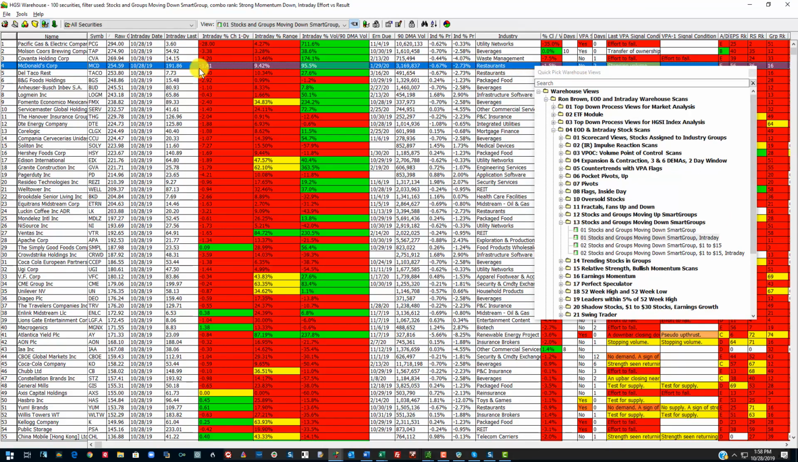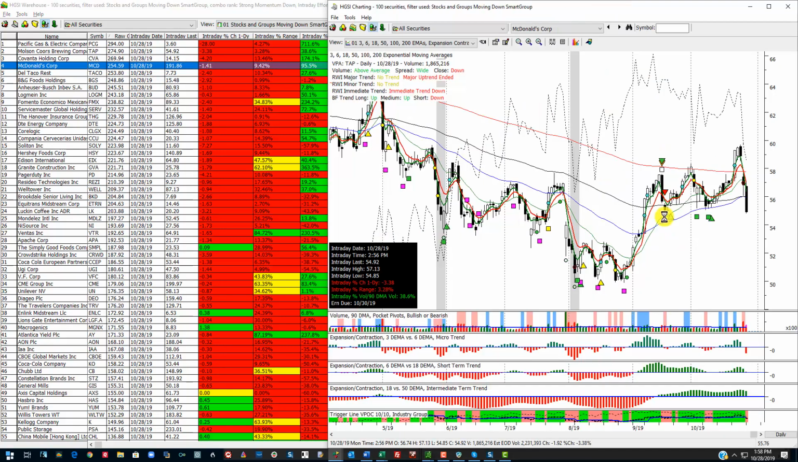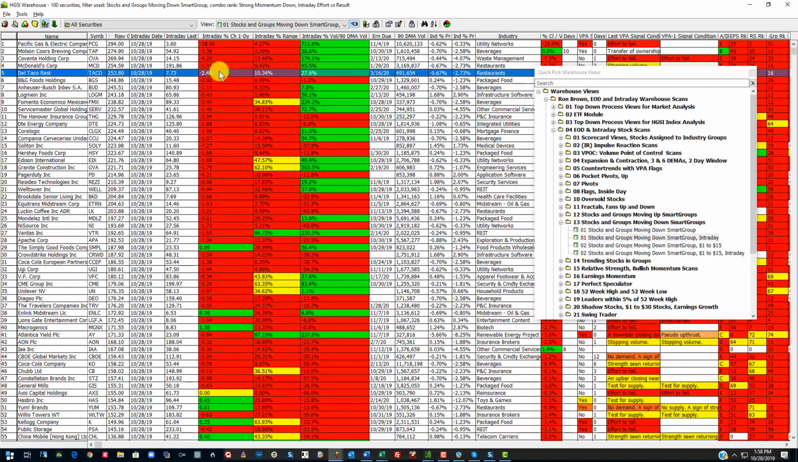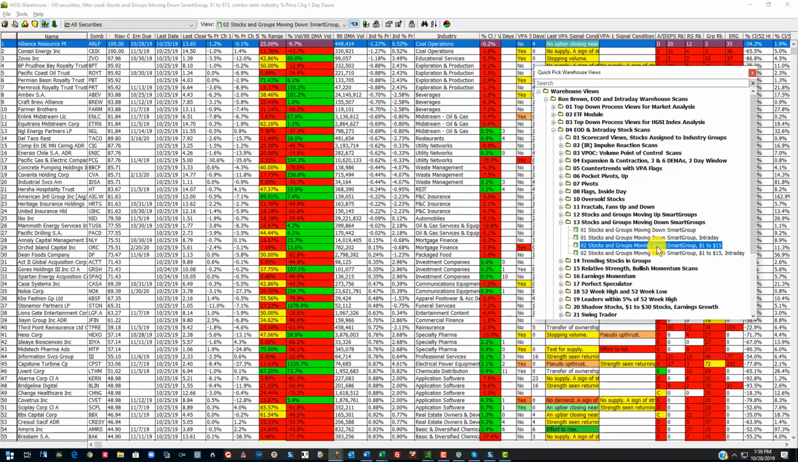McDonald's is down $1.41 at the low end of its range. This has really fallen off too after being a leader for quite some time. So these are all of the stocks, or the top 100 stocks, which are included in this group. And this group here limits the price from $1 to $15. And the industry percentage price change on Friday.